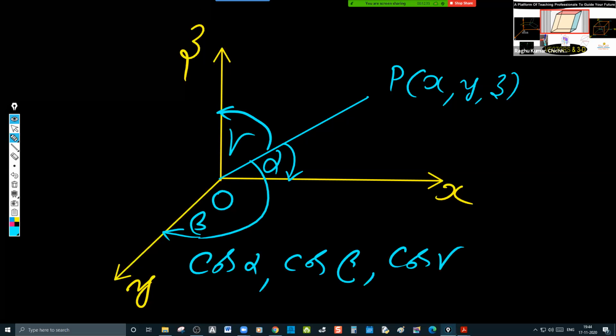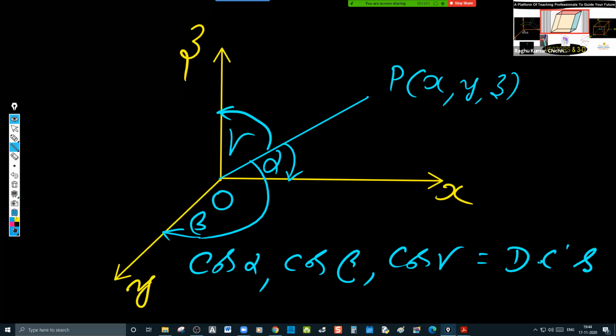Now, generally, DCs and DRs are not written in brackets, please. Generally people used to write them in brackets, but if you write it in brackets, that becomes a point. DCs and DRs should be written without brackets. And why cosines only? Why not sines? Just understand this.